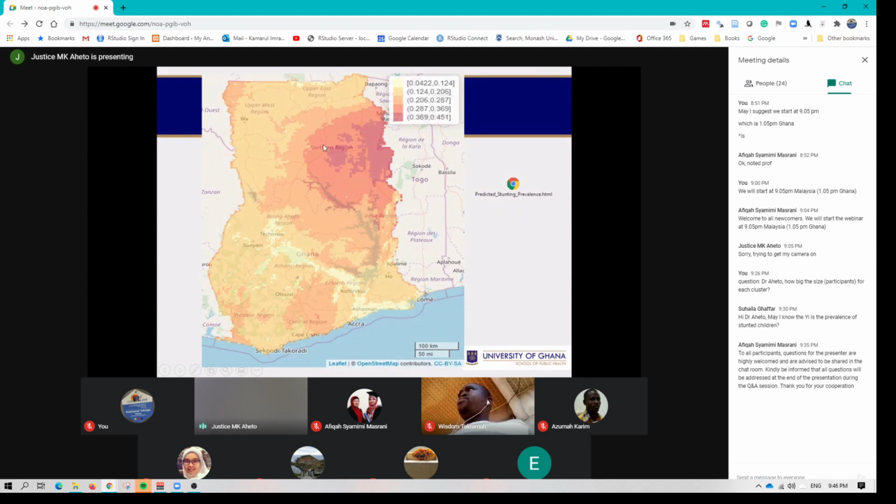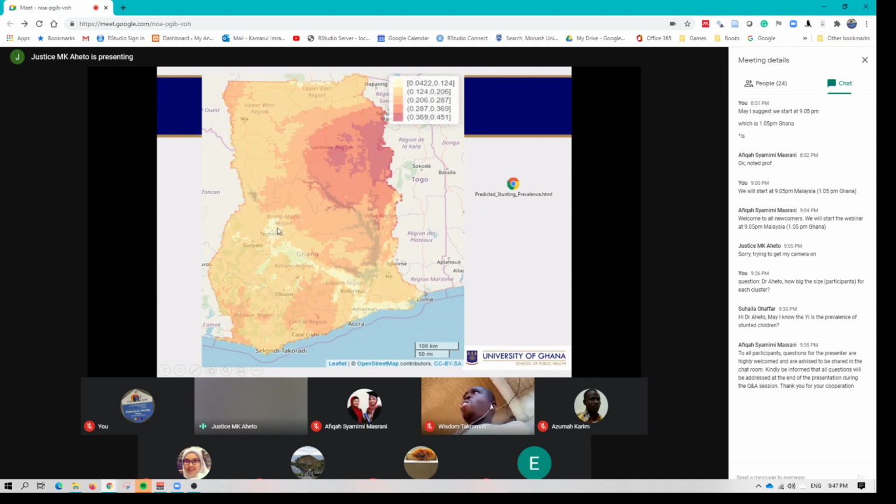For instance, this is the northern region of Ghana, which is always known for these situations. You could see that the predicted prevalence is very high, most of the areas ranging between about 37% to 45%. But when you come to the Greater Accra area, down here close to the ocean, the chance of somebody getting stunted is very low. Also, some parts of the Ashanti region and the Bono have observed low prevalence.